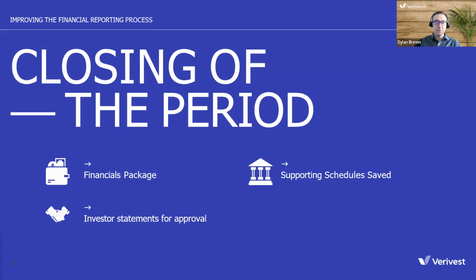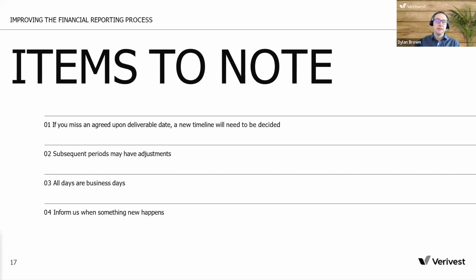So with this being the final step, I just wanted to go through a couple more items. When it comes to the timeline and financial reporting process, if there's any time that you miss an agreed upon deliverable date, a new timeline will need to be decided. We've instituted a lot of steps to make sure we know where we are at all times on this. So whenever we feel like something is going to be in jeopardy, we're going to be proactive about that and try to communicate that, hey, this was missed and we may need to reevaluate.